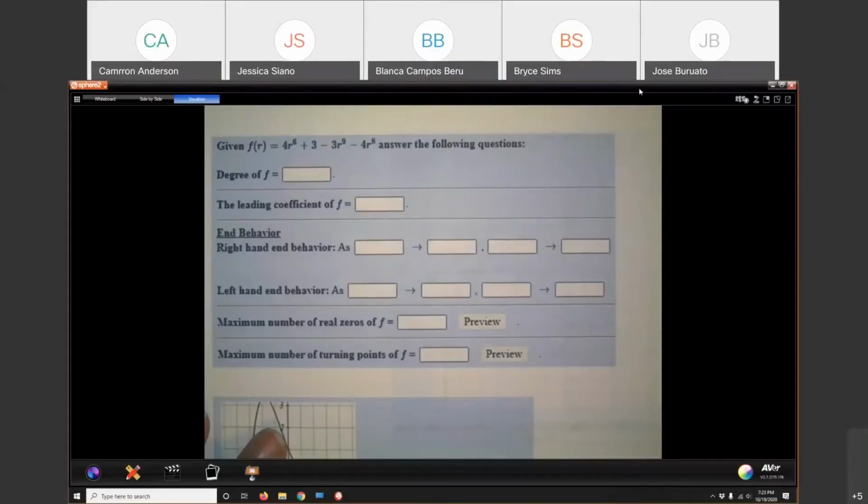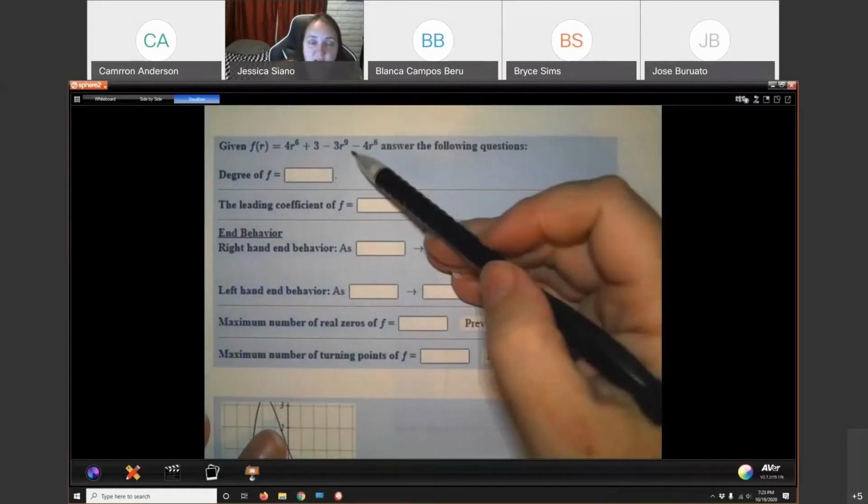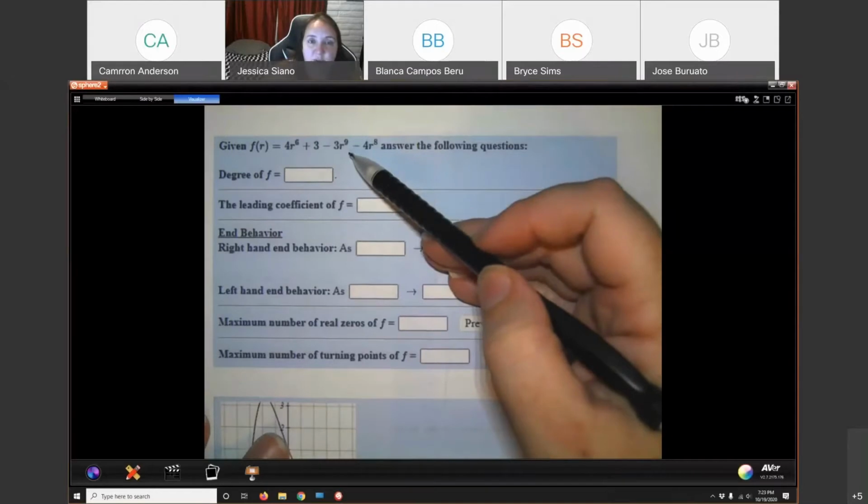Going to do 3.3-3.4 tonight. So we're going to start here with this polynomial.